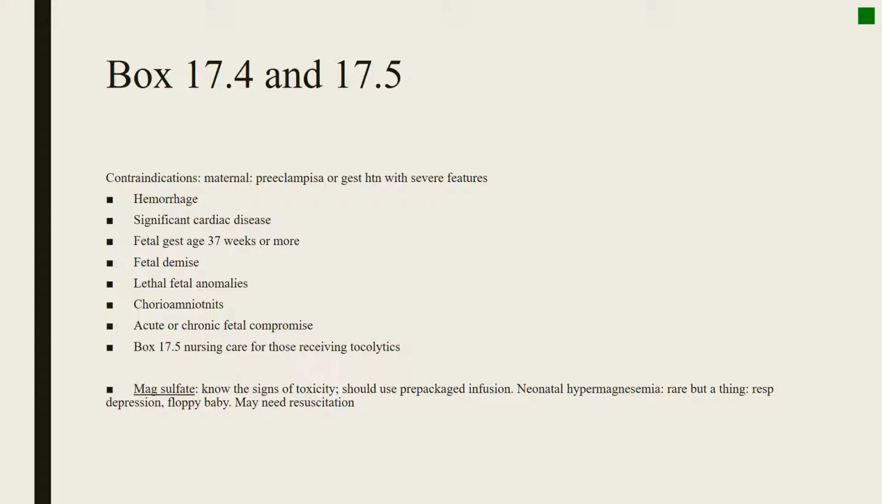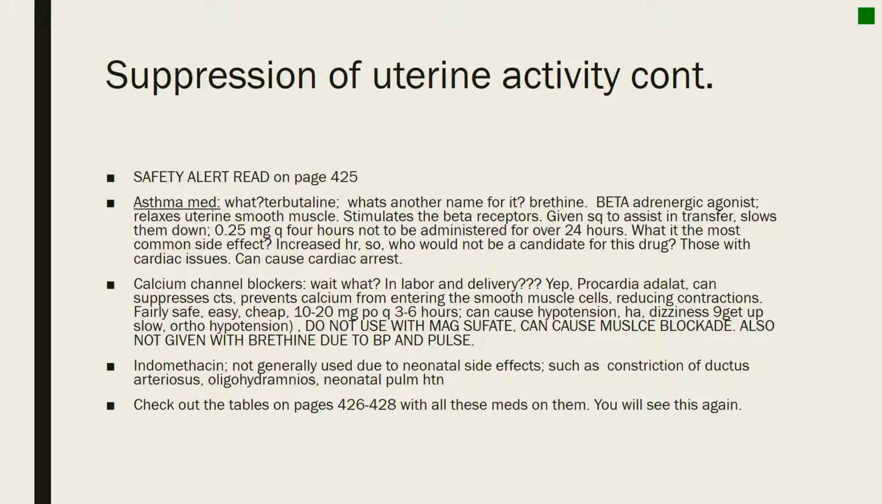Box 17.5, look that over. Nursing care for the woman receiving tocolytics. And let's specifically look at mag sulfate. We need to know the signs of toxicity. We need to use prepackaged infusions for this. I know that doesn't always happen in smaller places. And we have to worry about neonatal hypermagnesemia. It's rare, but there's respiratory depression. They're a floppy baby. They need resuscitation. So magnesium sulfate is the most commonly used tocolytic agent because maternal, fetal, and neonatal adverse reactions are less severe than with some of the beta adrenergic agonists.